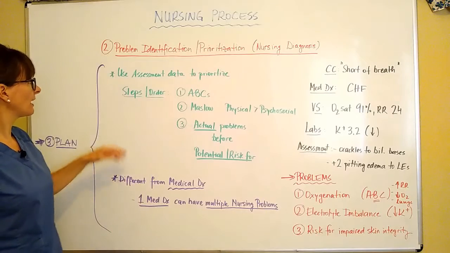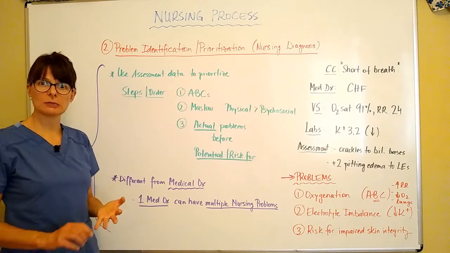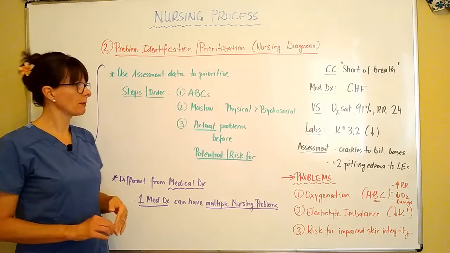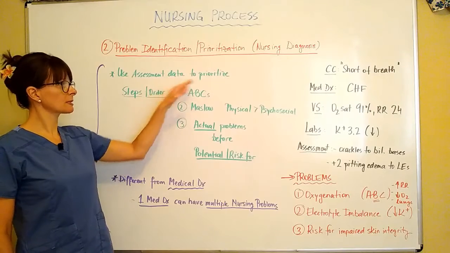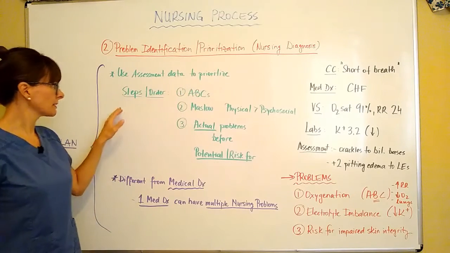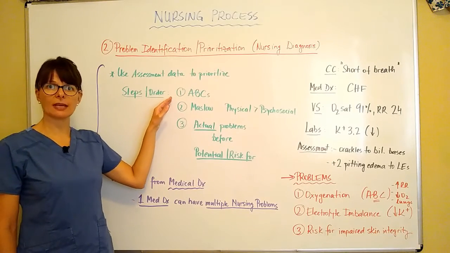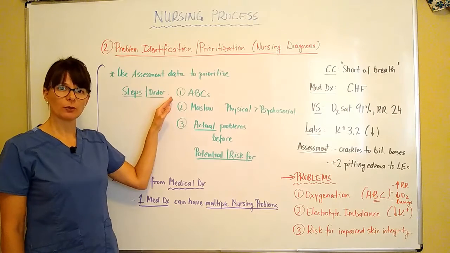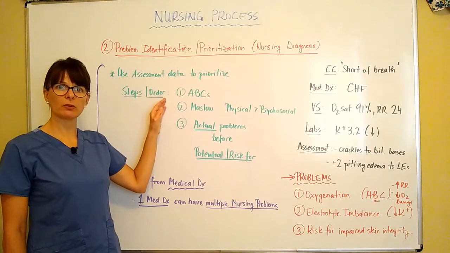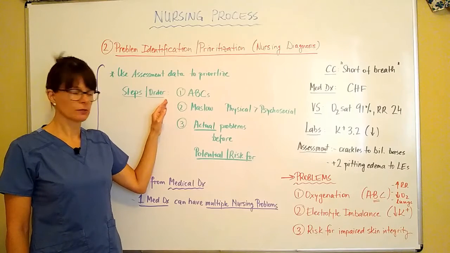After we have gathered all the assessment data, physical assessment, lab data, vital signs, subjective and objective information, we use this assessment data to prioritize our patient problems. The order we should always take is first addressing A, B, and C. That would be your airway, breathing, and circulation. Whenever we have a problem with any one of those, it should be addressed first.